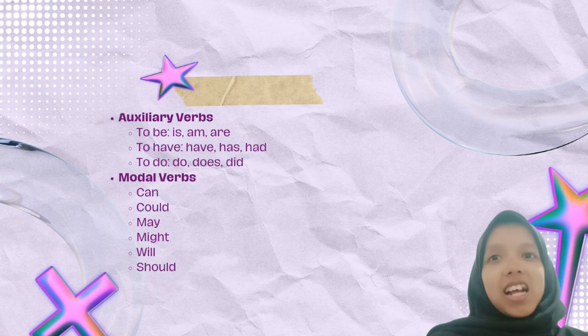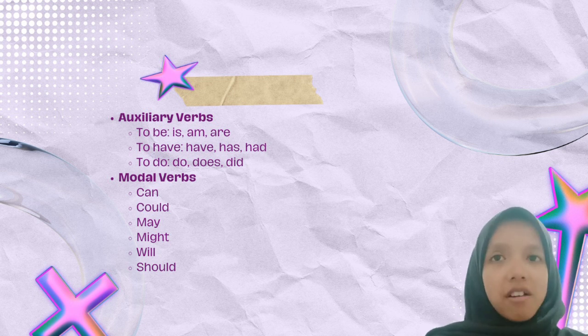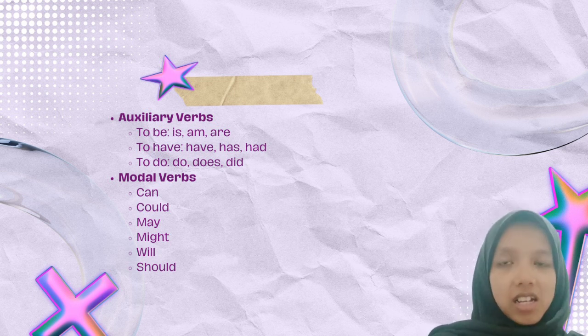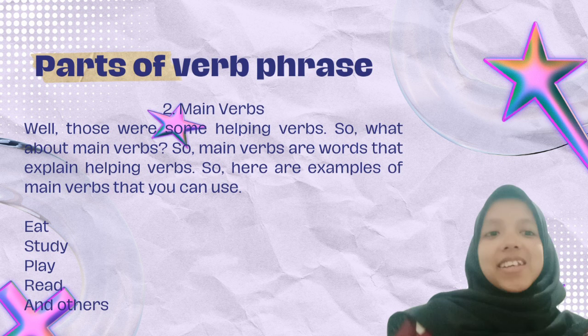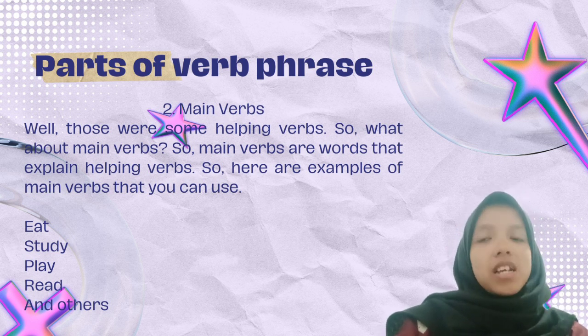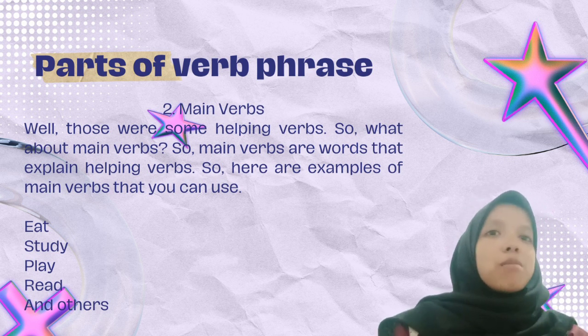Okay, the first is auxiliary verbs, such as to be: is, are; then to have: has, had; to do: does, did. And the second is modal verbs: can, could, may, might, will, and should. Okay, the second is the main verbs. Well, those were some helping verbs.